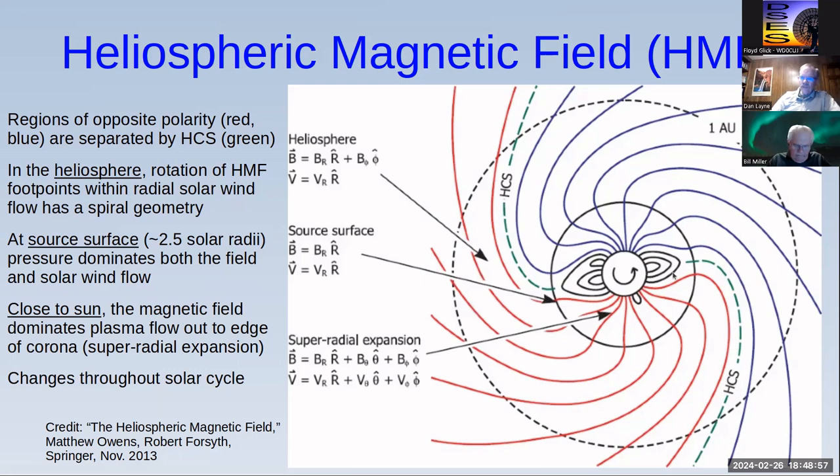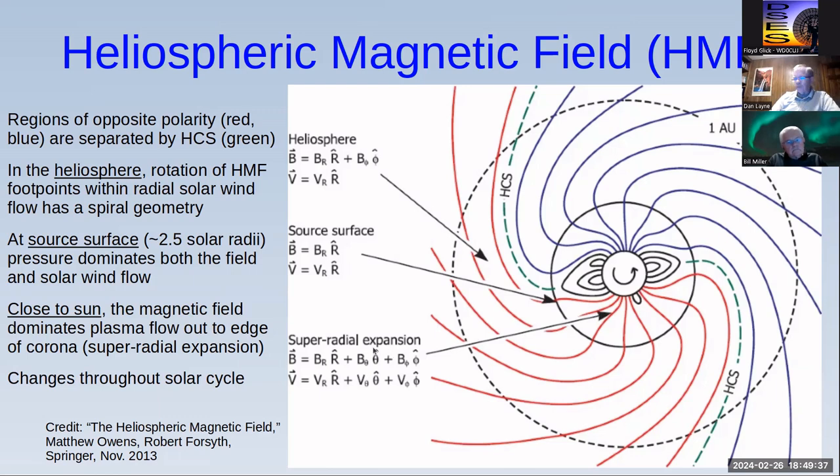This source surface is the coronal surface. So if you've seen a solar eclipse, you get to see the corona. The corona is hotter and it extends out quite a bit further from the sun. So at this surface, and it's roughly 2.5 solar radii, this surface is where pressure dominates both the magnetic field and the flow of the solar wind. Inside of the corona, it's different. It's dominated by the magnetic field. So inside this region, it is not spiral. It's more chaotic. It's dominated by the magnetic field out to this edge.